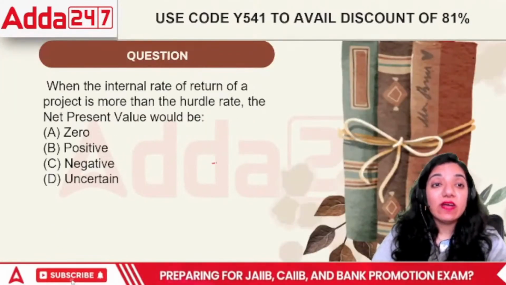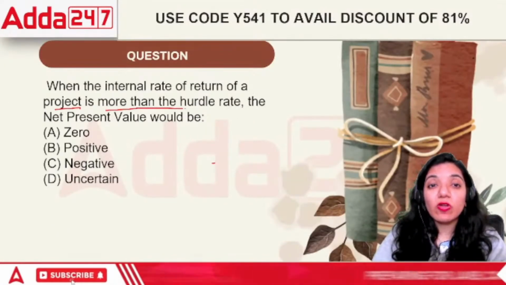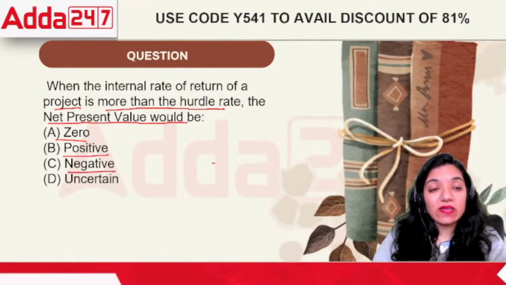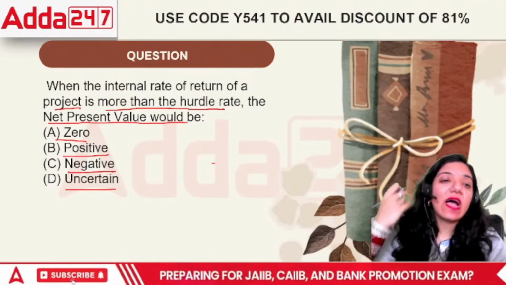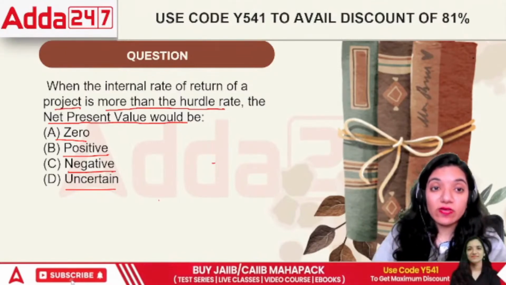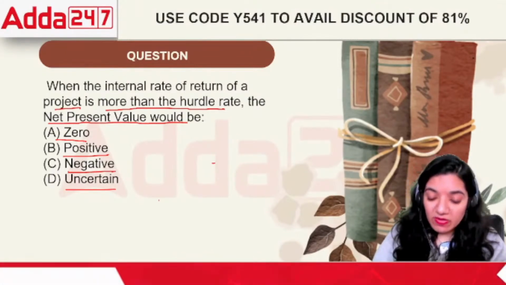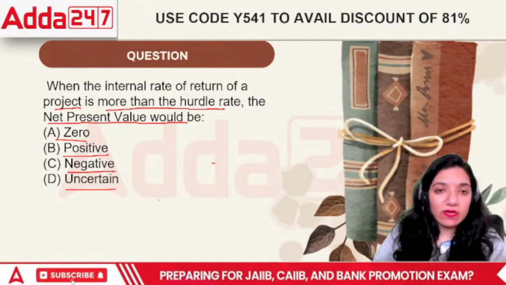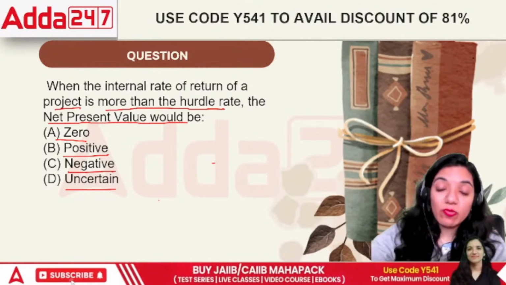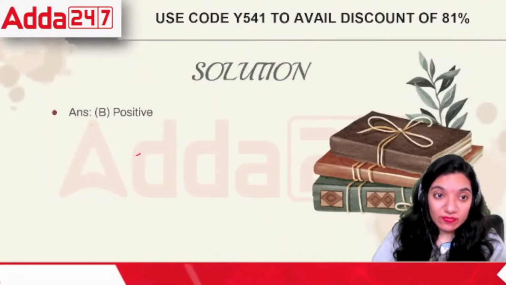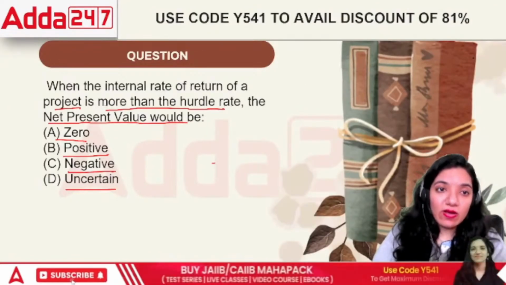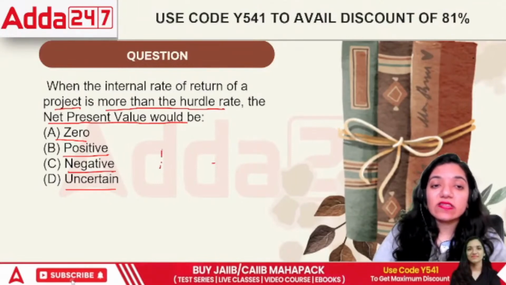Next point, when the IRR of a project is more than a hurdle rate, the NPV would be 0, positive, negative, or uncertain. If we talk about the IRR, which is called the internal rate of return, is more than the hurdle rate, the NPV would be whatever the rate is specified there. IRR is more than that. Then what would the point be? It is basically positive. Basically what happens is that the lower the rate, the higher is the present value.